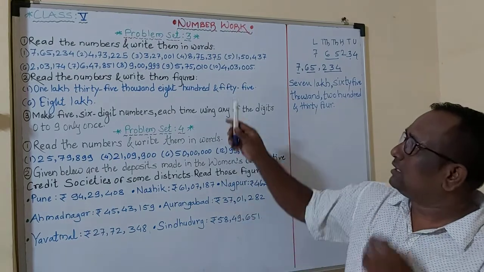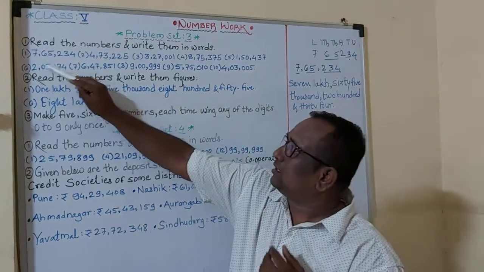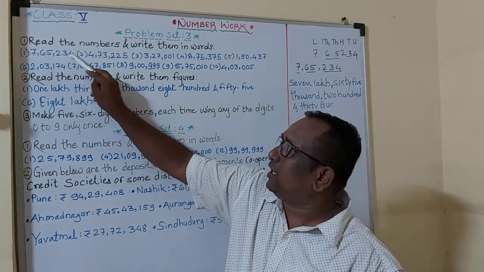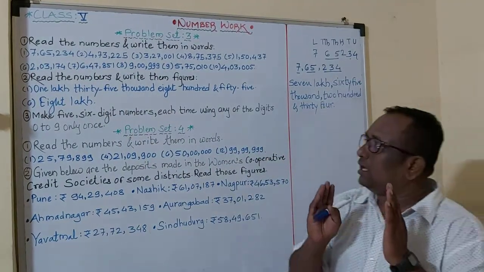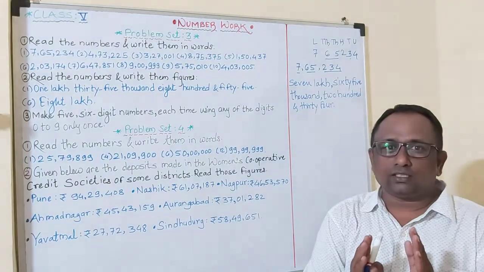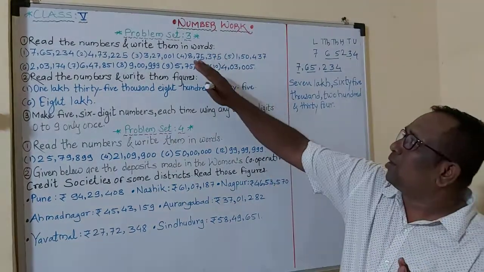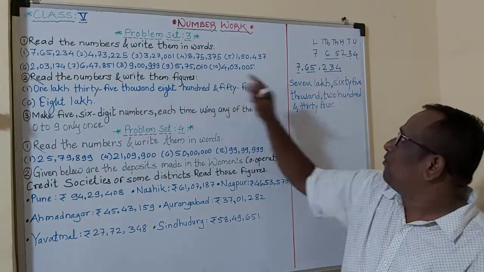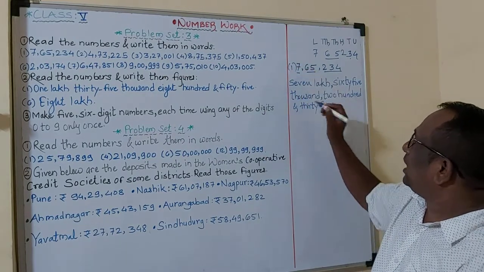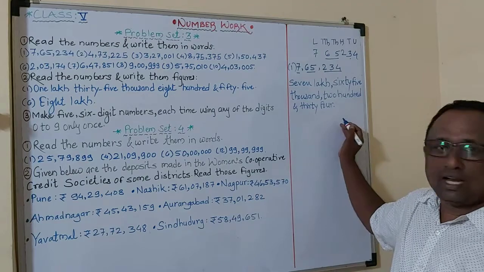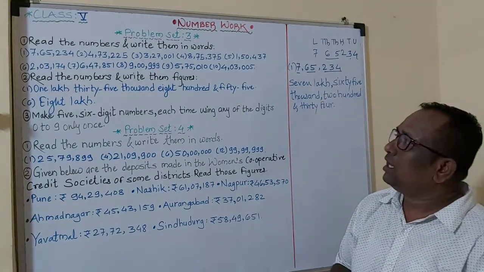Let me just revise, students. See here, 7,65,234. When you are writing this, first write the problem set number and the question. First write the number like this. This is the first example, and below that you write the words. Then leave one line and continue with the next example.